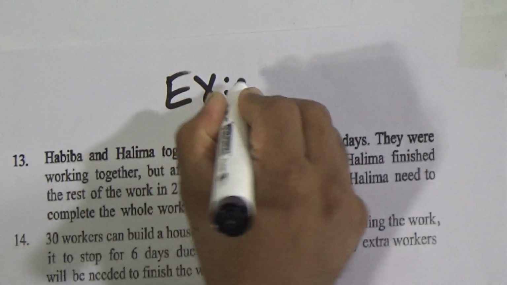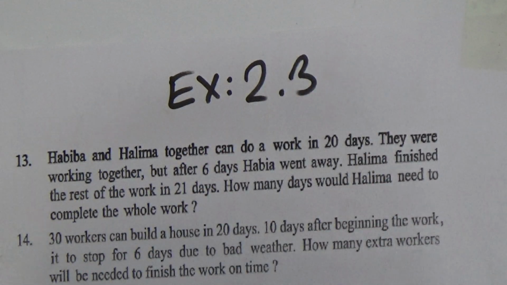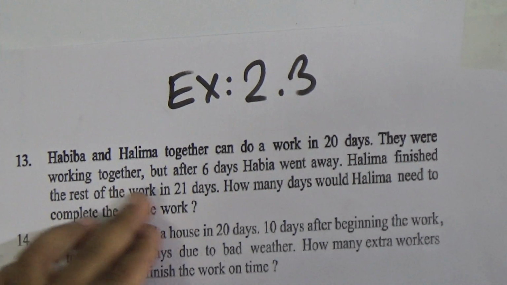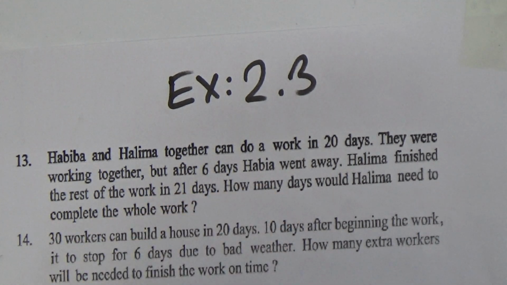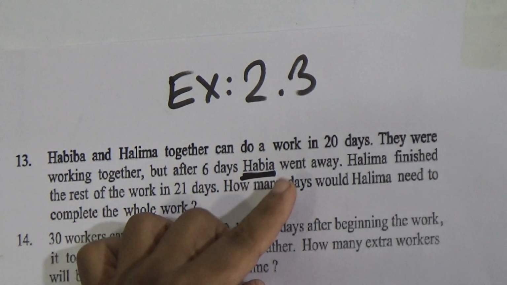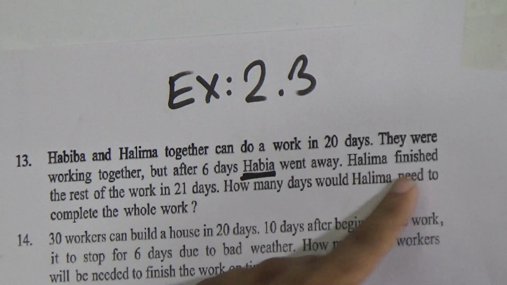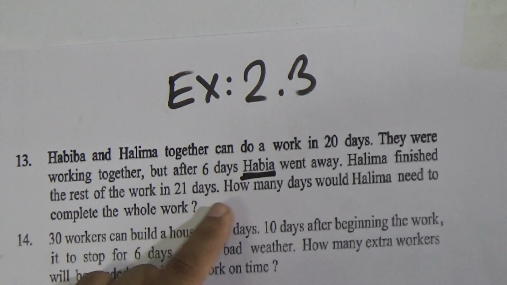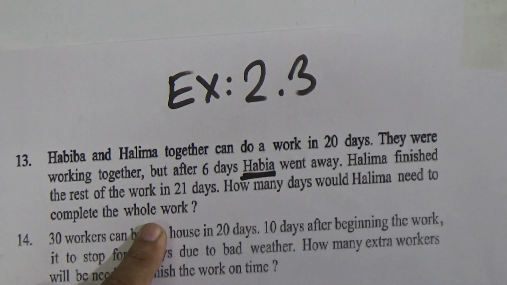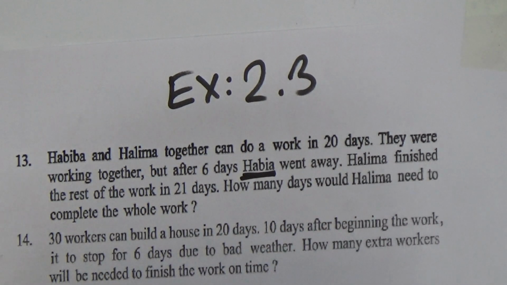Okay, question number 13 of exercise 2.3: Habiba and Halima together can do a work in 20 days. They were working together, but after 6 days Habiba, correction of your book, it will be Habiba, 6 days later Habiba went away. Halima finished the rest of the work in 21 days. How many days would Halima need to complete the whole work? We need to find out, if Halima works alone, how many days are needed by Halima?